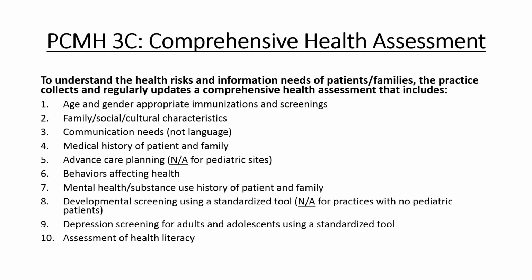Factor 3, communication needs. You see they're noted, not language. So this is looking at hearing needs, their reading ability, any comprehension issues, anything that they need to assist them with communicating about their care. Factor 4, medical history of the patient and family. Again, this is another area where it could be documented as unknown, so that there's something in there if that's the case. Factor 5, advanced care planning, again, NA for pediatric sites.